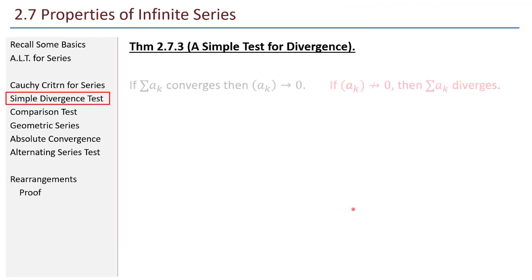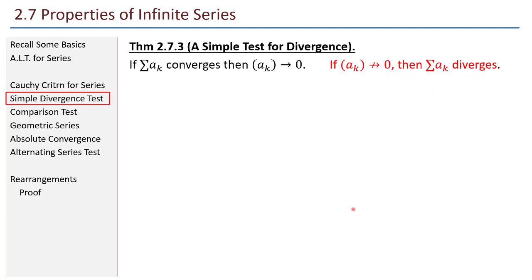A simple test for divergence. Here we go. This is pretty useful. If a series converges, then the sequence of its terms has to go to 0. And the contrapositive is very useful. It's a good way to think about it too.